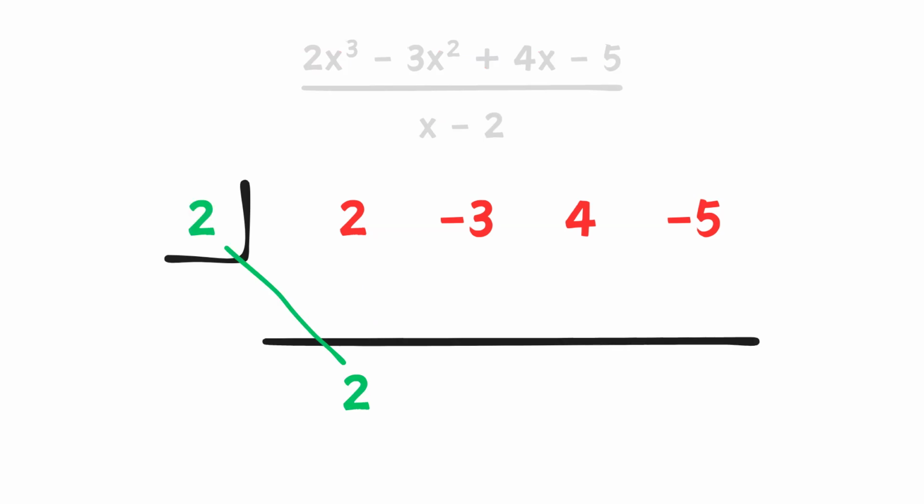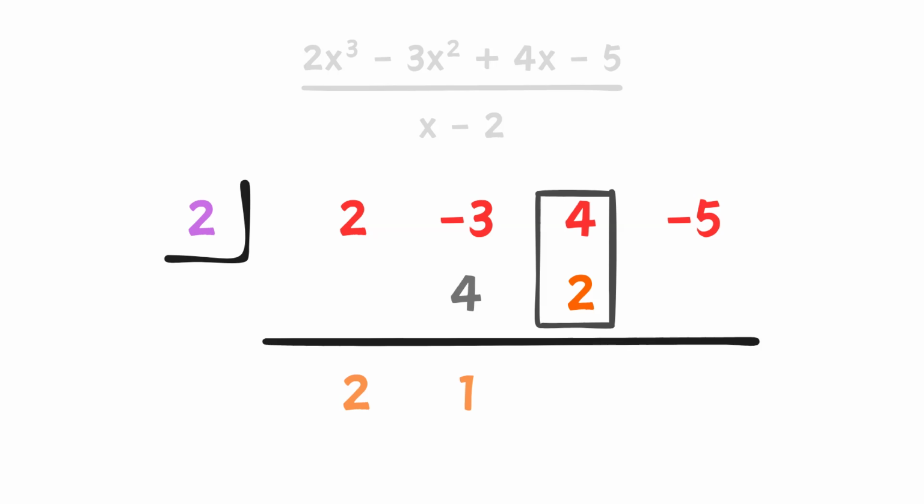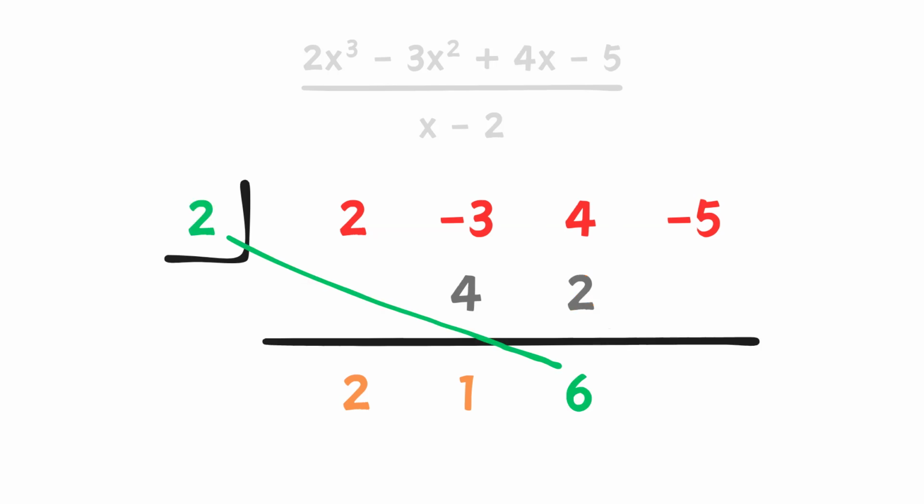Now, we multiply it by our c, 2. So this is 2 times 2, which is 4. Now, we add 4 to our next coefficient, -3. This gives us -3 plus 4, which is 1. Now, we multiply 1 by 2 and add this to our next constant, 4, which gives us 6. We multiply 6 by 2, which is 12. So we have 2, 1, 6, and 7.